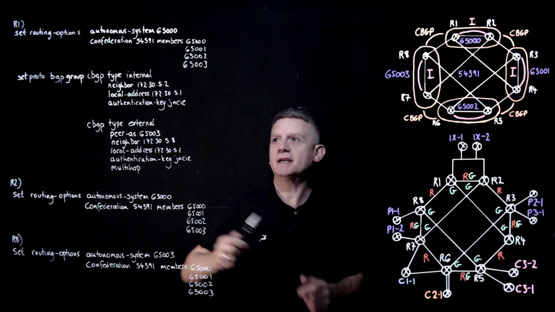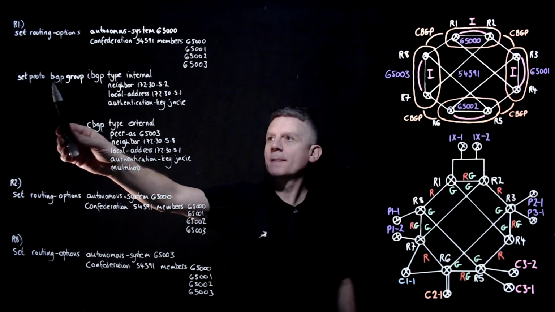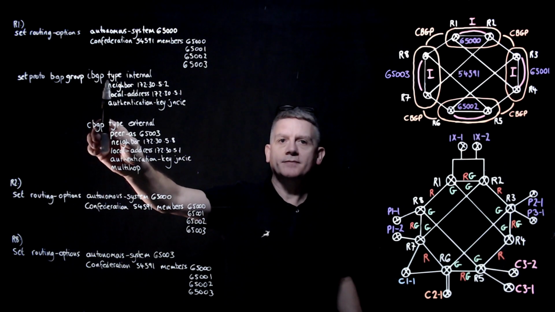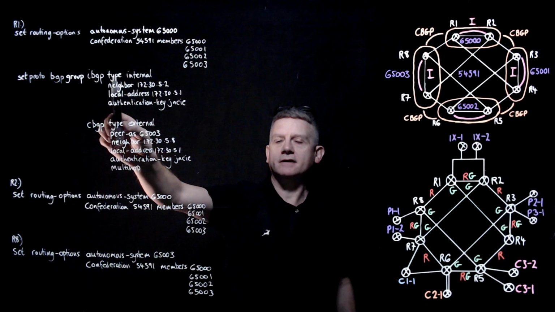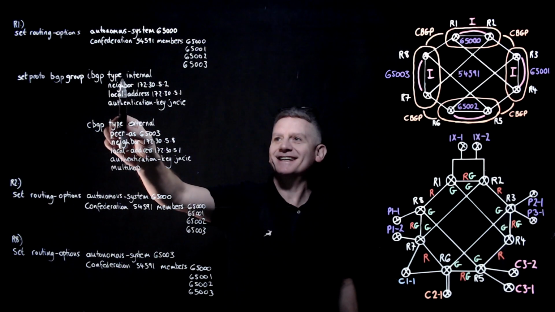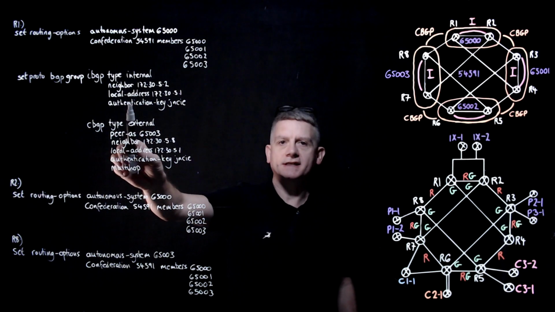Of course, we have two types of neighbors. We've got group IBGP. We're calling it IBGP. This is the internal group inside the mini AS. We're using the local address, of course. We've got the neighbor. We're using authentication.